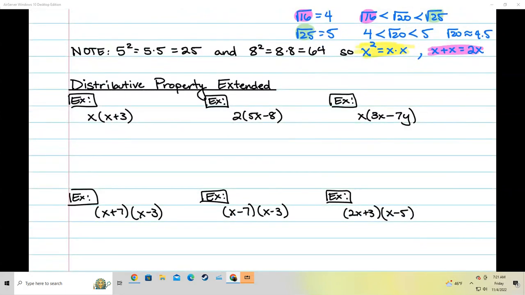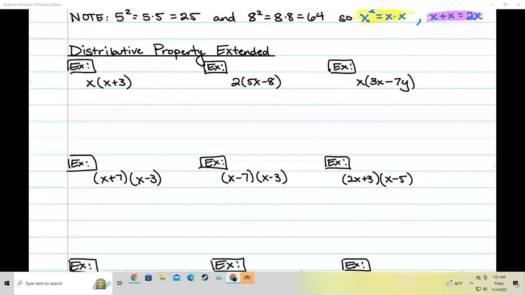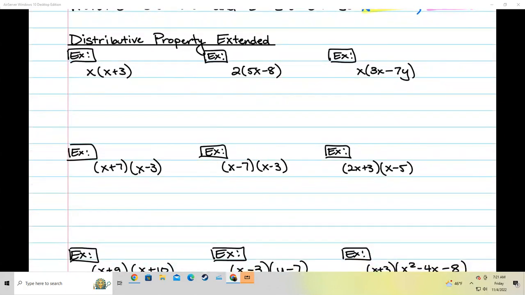Okay, the next part we're going to work on today is distributive property, and we're going to extend the idea of distributive property. I know a lot of you have seen this when it looks like this, but I noticed in class we had a lot of trouble when it looked like this. So we're going to formally introduce you to this concept and how to distribute when you have a binomial times a binomial. So let's work on the first one.